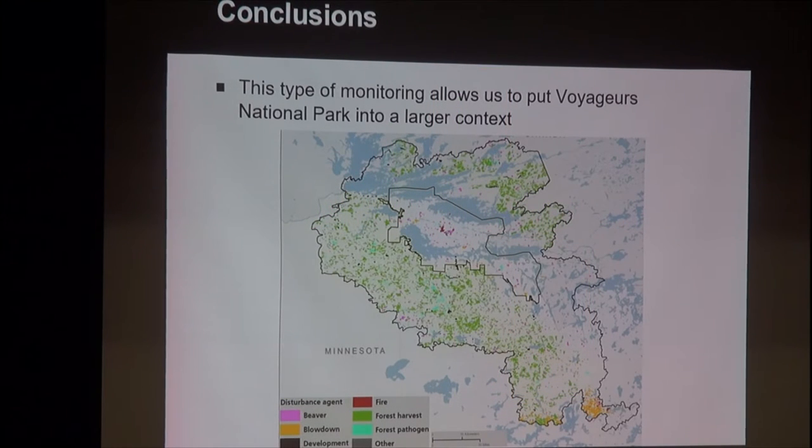So some of the conclusions that we draw from this study: it really allows us to put the entire national park into a larger context by being able to monitor such a large amount of land inside and outside the park. We can start seeing that these large areas to the north and to the east that are largely forest harvest free could be providing some important animal corridors for the park.